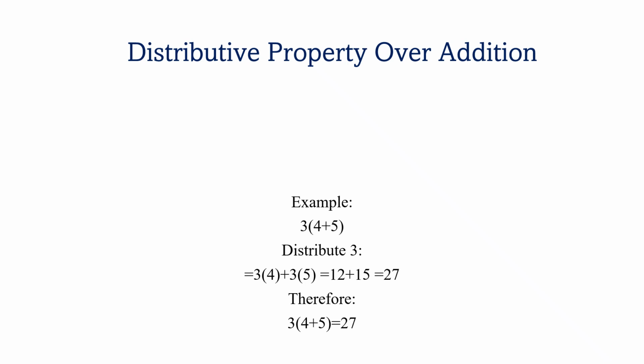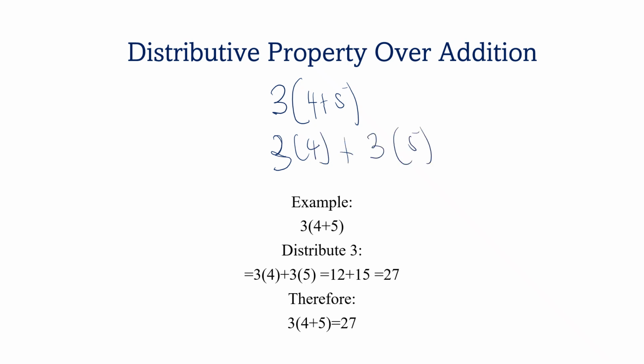Example. We are going to distribute 3 over 4 plus 5. So we have the expression 3 multiplying (4 plus 5), and that will give you 3 times 4 plus 3 times 5. 3 times 4 is 12, plus 3 times 5 is 15. So our final result is 27, as we have down there.